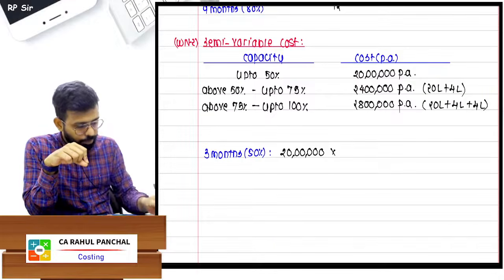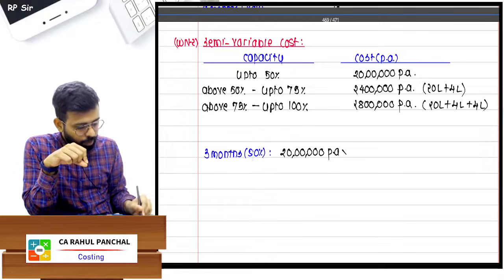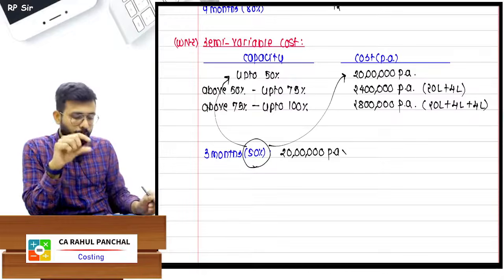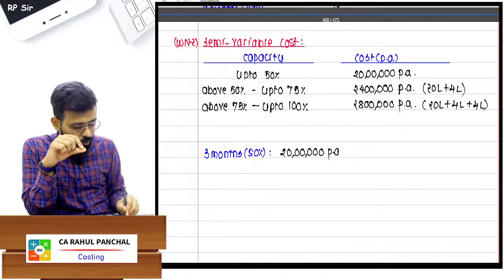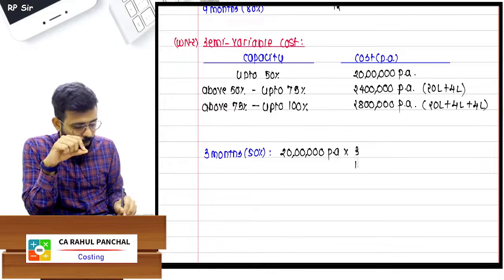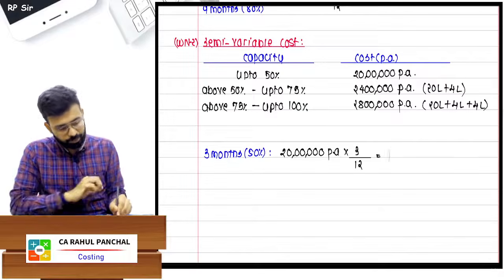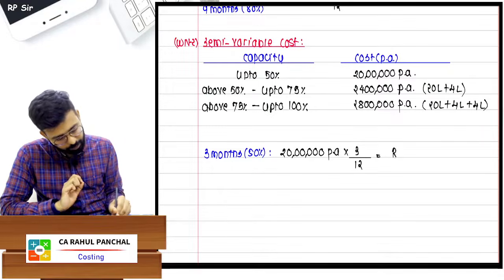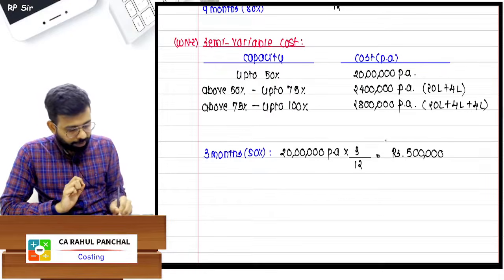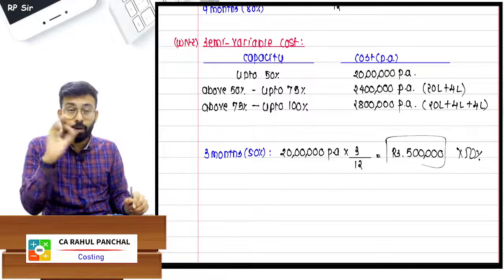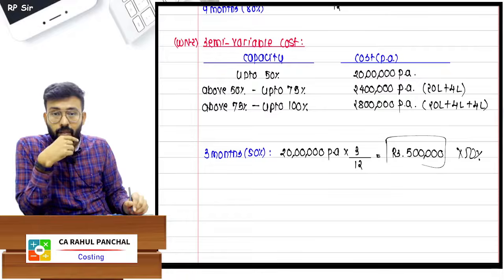No, it will not be 4 lakh. You will say 20 lakh is per annum. First of all, because we are working at 50% capacity, you will see that your cost will be 20 lakh rupees per annum. Now multiplied by 3 by 12, because you want it for 3 months only, that is 5 lakh. Okay, tell me one thing, whether it will be multiplied again by 50%, because we are working at 50%, or not? Will it be done or not? It will not be done. It is for 50% only.